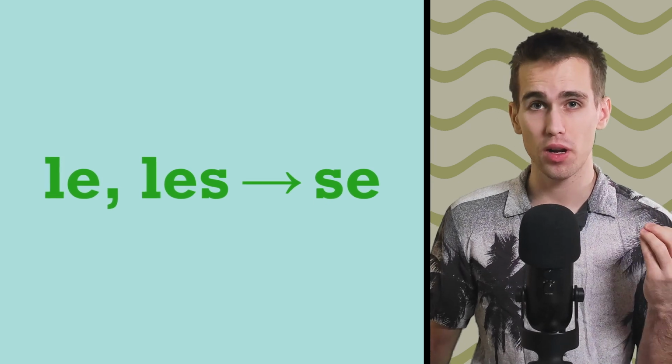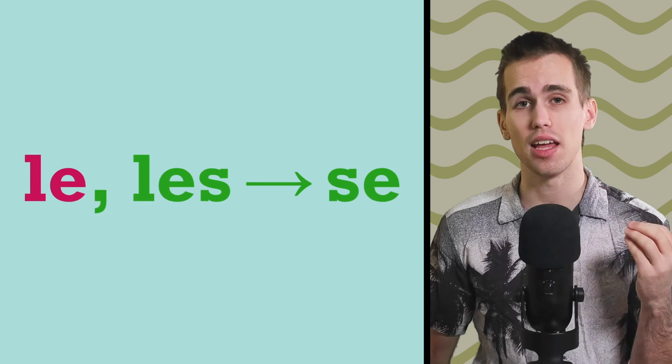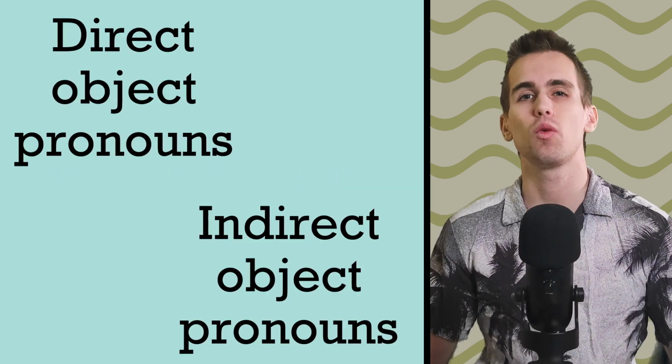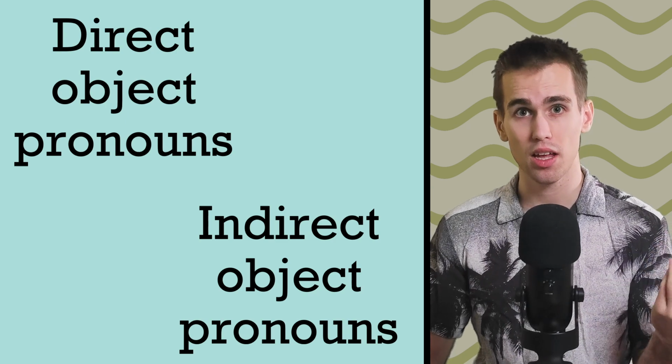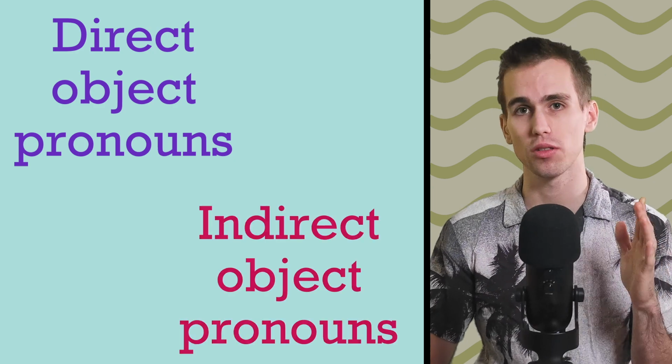In this video, we will learn why and when the indirect object pronouns le and les sometimes become se. Before learning when le and les become se, let's first quickly learn what direct and indirect object pronouns are.